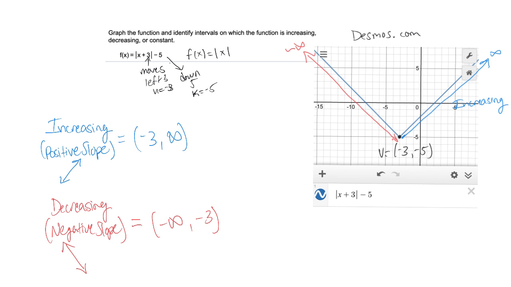And then the last one, constant, right? Constant just means a slope that looks like this, which is a slope equal to 0. Okay, so when you have a horizontal line and your slope is equal to 0, it would be like f of x equals some number or y equals some number.